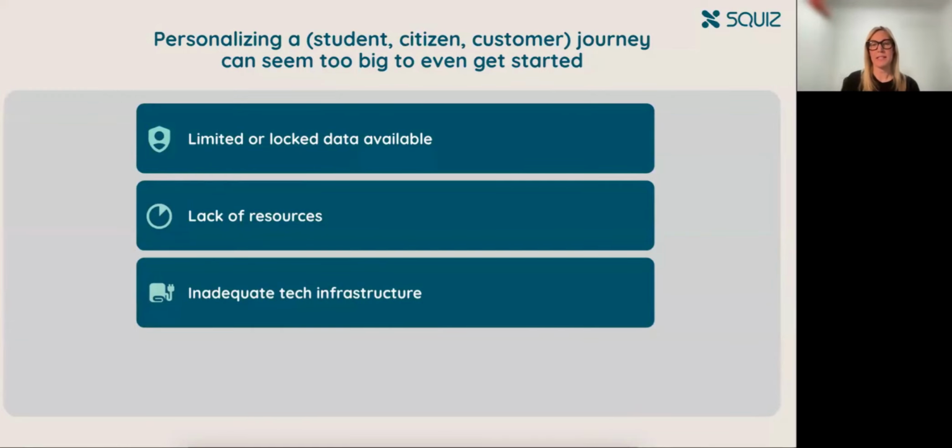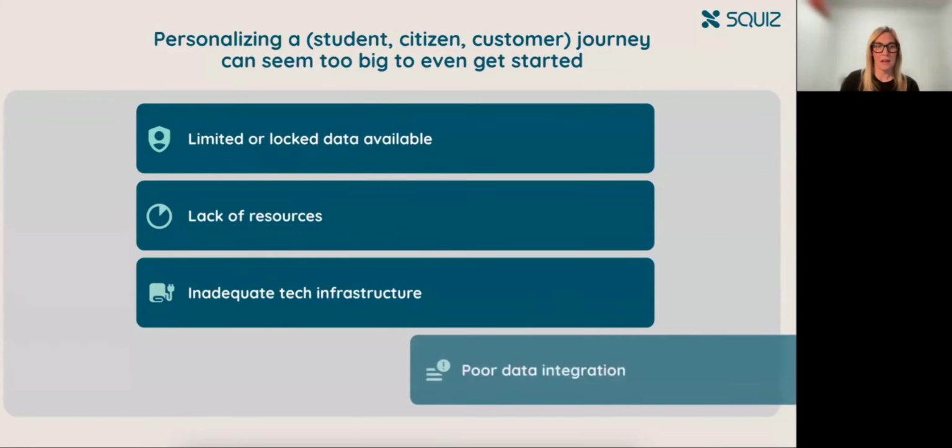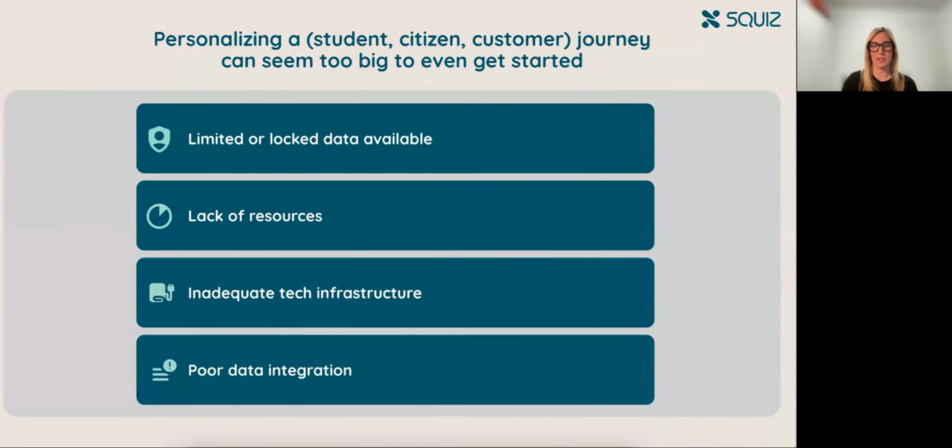You might have inadequate tech infrastructure, as you require robust technology infrastructure to collect, analyze, and act upon customer data in real time. If your existing tech stack is outdated, fragmented, or lacks integration capabilities, it can hinder your ability to implement personalization. And then there's poor data integration. Personalization requires integrating and unifying data from various sources and systems. If you struggle with data integration due to incompatible systems, it can hinder your ability to get a unified view of your customers.